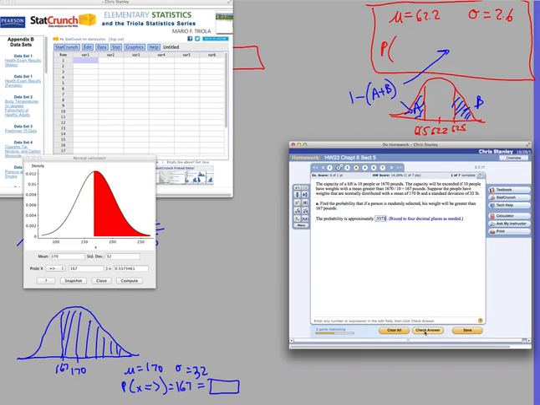Okay, make sure I rounded right. I did. Okay, so now it says find the probability that for 10 randomly selected people, the mean will be greater than 167. The mean will be greater. Okay, so only one thing changes here.